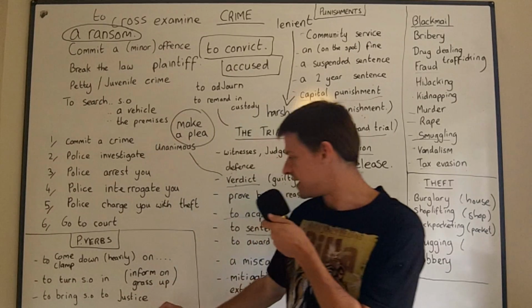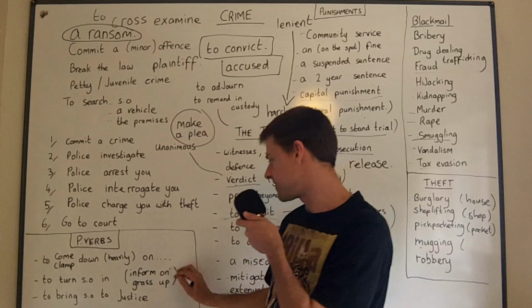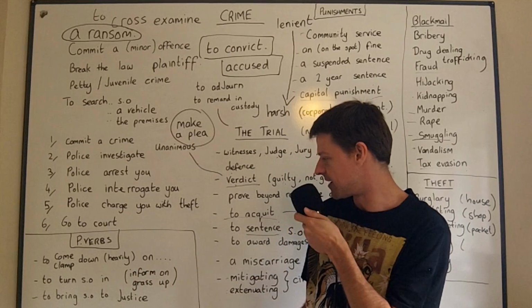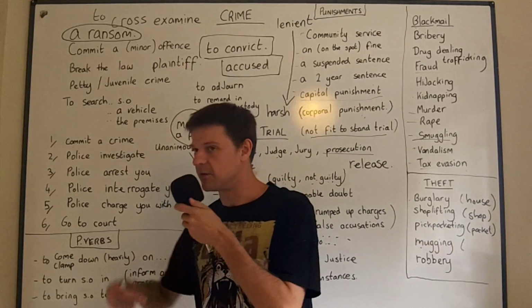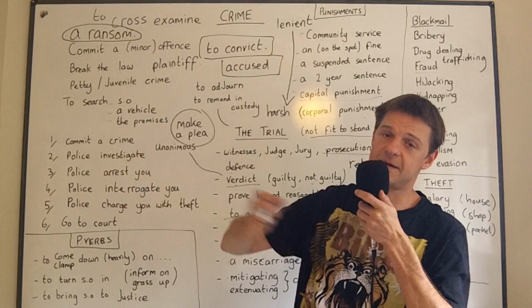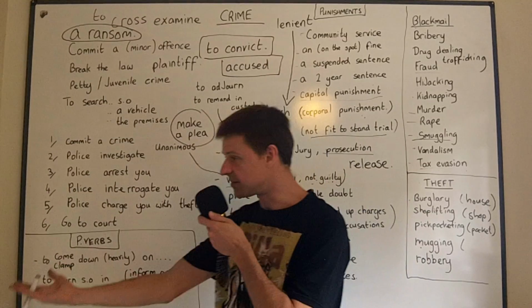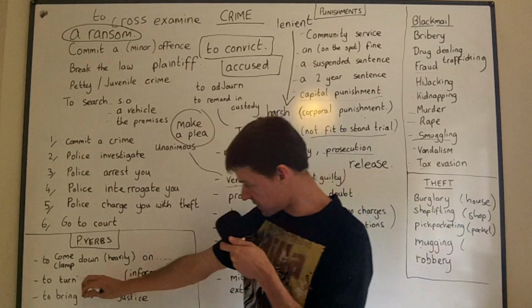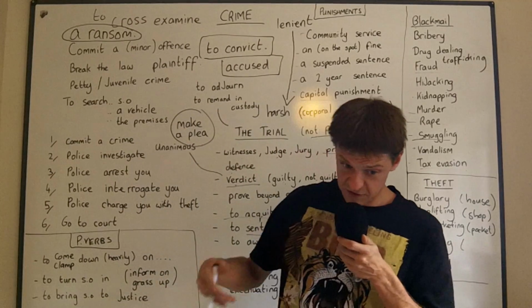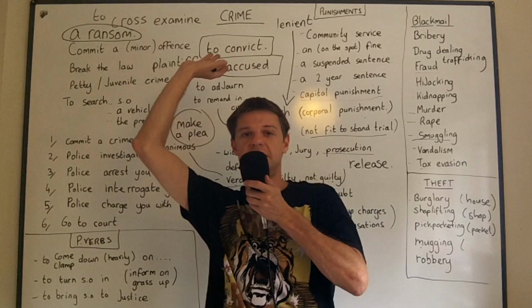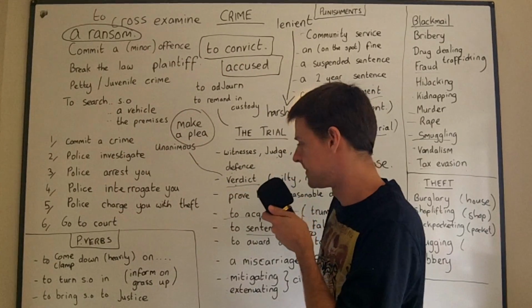Now, turn someone in is very similar to two phrasal verbs which are in my other video, inform on someone and grass someone up. Because when you turn someone in, you give them to the police. You give information to the police which leads to them catching you. So you turn someone in to the police, you make sure that the police catch them. You could turn yourself in, which means that you've committed a crime and you walk into the police station and say, hey, I'm guilty, I want to turn myself in.